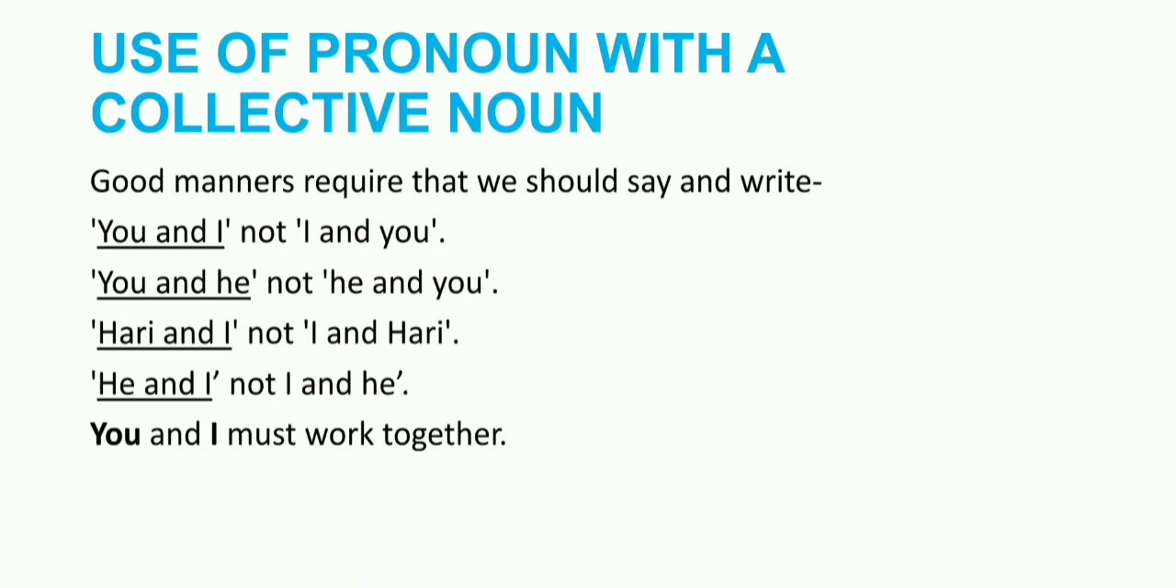We have examples written: you and I must work together. We may not say I and you must work. Okay, that sentence will be regarded as incorrect. So the correct use of the pronouns is you and I must work together. Next example is you and he must mend your ways. You and he must mend your ways. Okay, now we are using you and he.